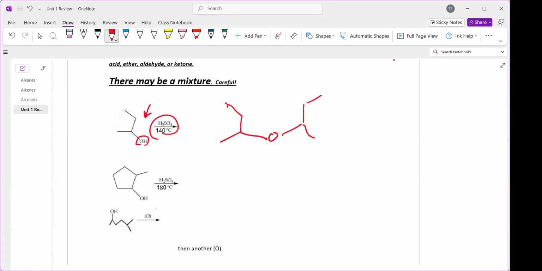So to name an ether, remember there's two ways. You can do the IUPAC or the common way. The common way is to look at the structure of the alcohol. Okay, this is a 1, 2, 3, 4. That's a butyl. And there are two of them, so it's a dibutyl ether.